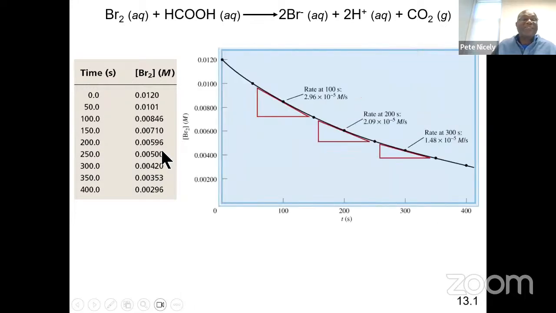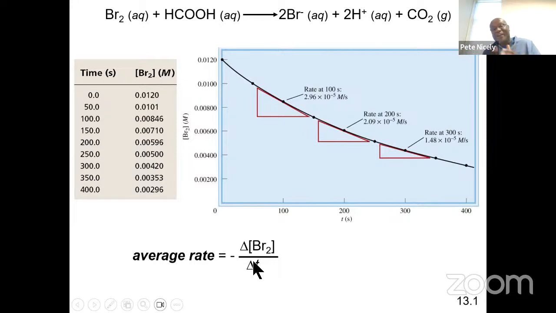So when you plot concentration on the y-axis versus time on the x-axis, this is the result. You get a smooth curve, all right? And what you'll find is that you can determine what is known as the average rate of the reaction, which would be the rate over a particular time frame, all right? Now, the average rate formula in this particular case would be equal to the change in concentration of bromine divided by the change in time. And of course, you have a negative sign here again because the bromine concentration is decreasing. So the change in the concentration of bromine will be negative.